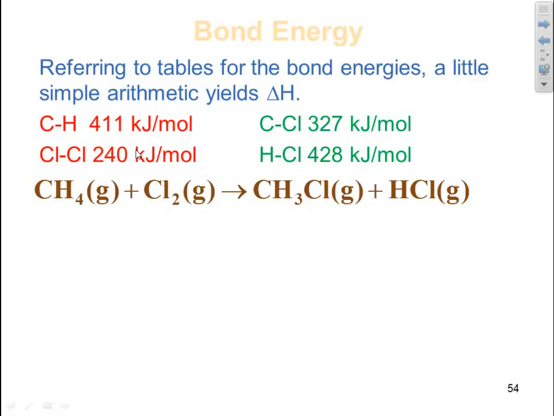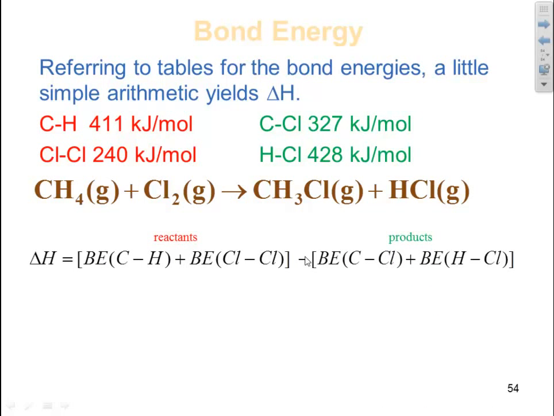So we have to look to some tables and find the bond energies. We find that C-H is 411 kilojoules per mole, Cl-Cl is 240, C-Cl is 327, and H-Cl is 428. So we know the delta H will be equal to the bond energy of your C-H plus the bond energy of your Cl-Cl on your reactant side. Remember, I would have to account for the number. If I was breaking two C-H bonds, I would have to multiply this by 2, but in this case, everything is 1. That's my reactants. Then I'm going to subtract the bond energy to form my C-Cl and to form my H-Cl. Once again, if I had multiple bonds, I would have to account for those.